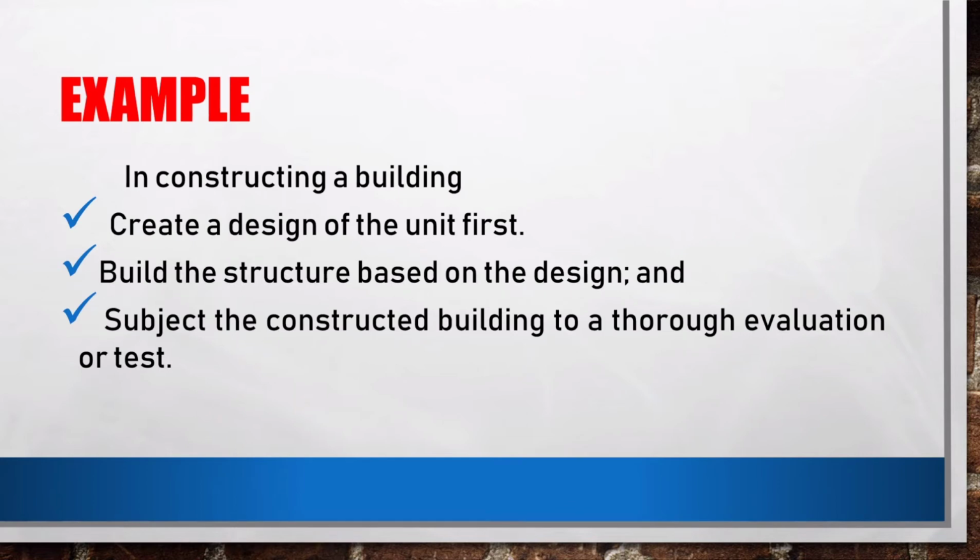This can be further explained through an example. In constructing a building, the processes involved are: create a design of the unit first, build the structure based on the design, and subject the constructed building to a thorough evaluation or test. In this example, a process is really observable. So, through using a process, certain events or things can be chronologically ordered and sequenced.